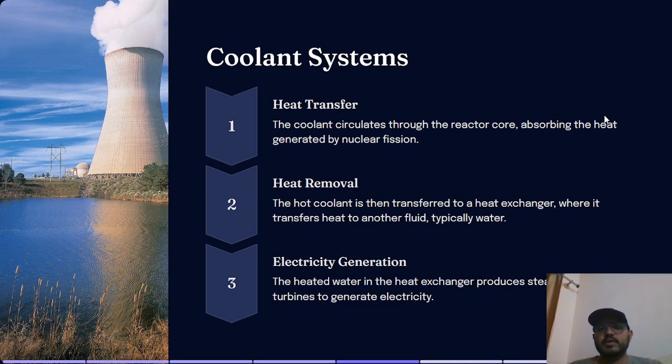Heat removal. The hot coolant is transferred to a heat exchanger, where it transfers the heat to another fluid, typically water. Electricity generation. Here the heated water in the heat exchanger produces steam, which drives a turbine to generate electricity.